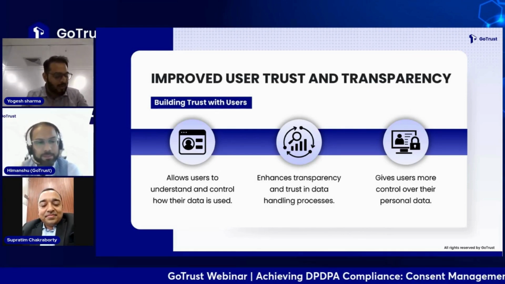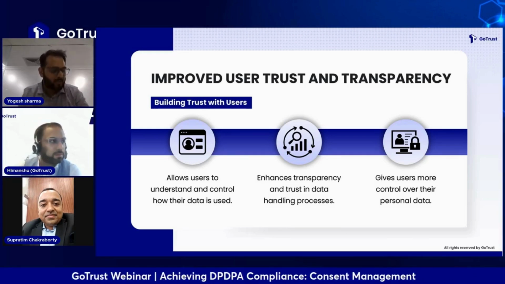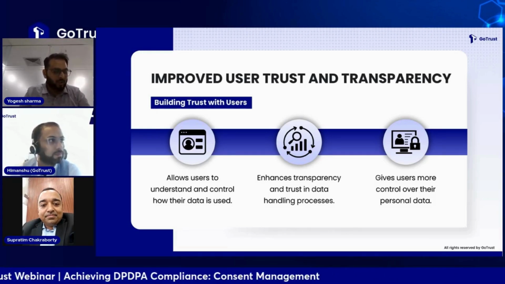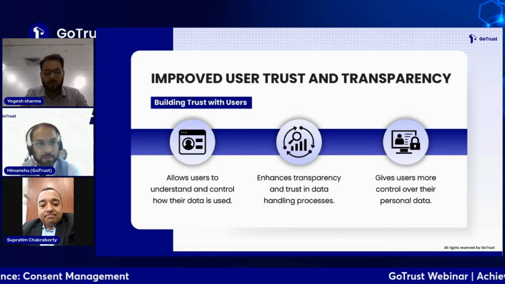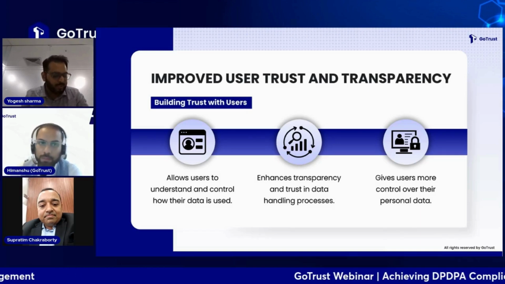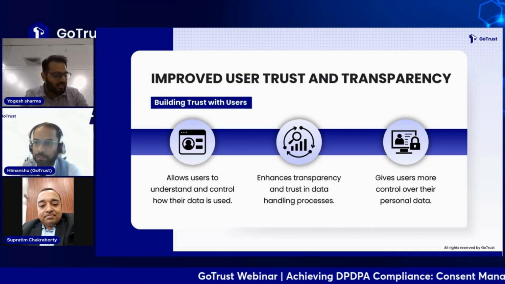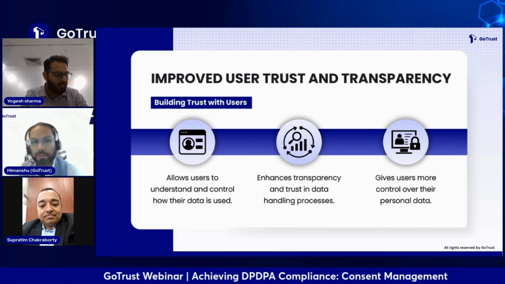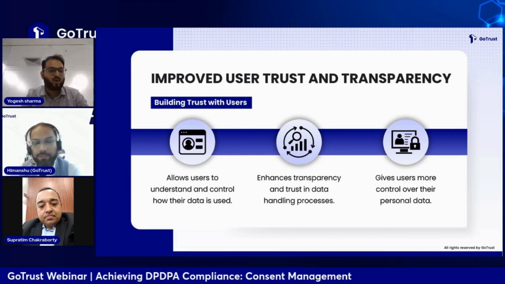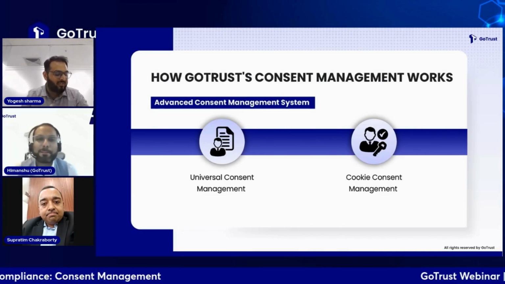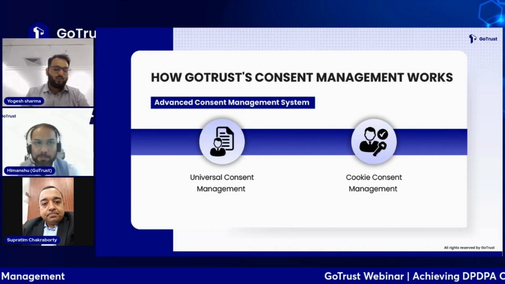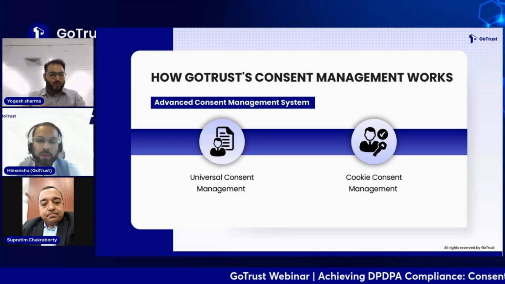So I think we have understood a lot about DPDPA by now, like how the law is going to change our approach toward consent, what the penalties around it are, and what common pitfalls we should avoid as an organization. Now, I would like to know from Himanshu's end how GoTrust is solving these problems, how GoTrust is helping organizations to demystify the consent framework of DPDPA. So over to you, Himanshu.